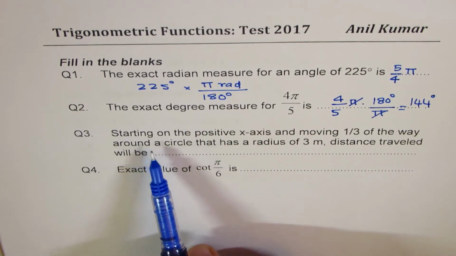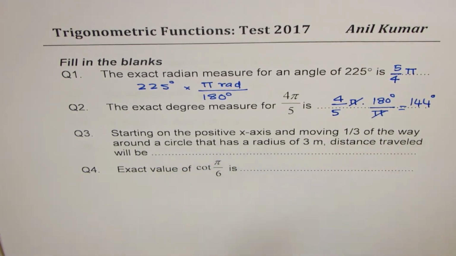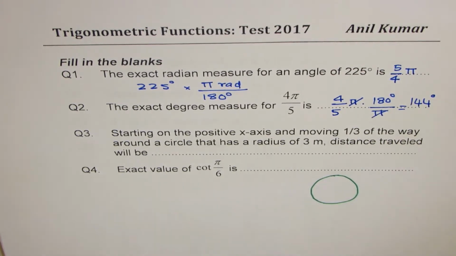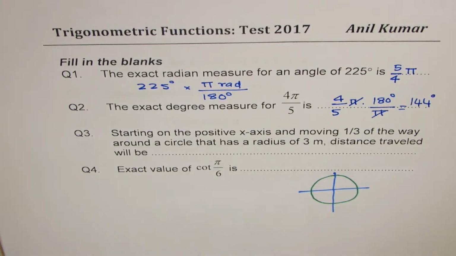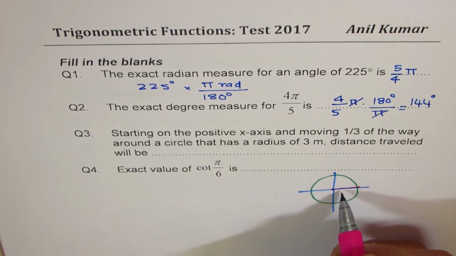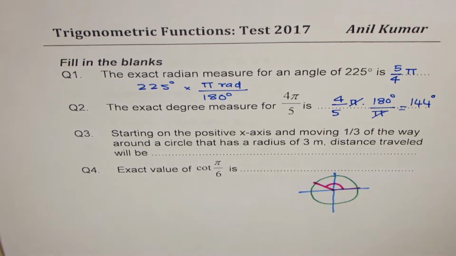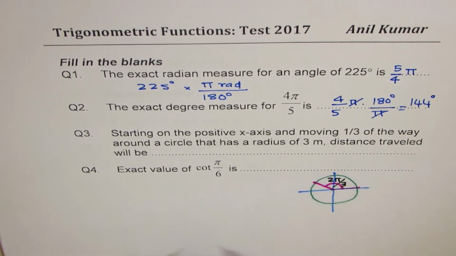Question number 3. Starting on the positive x-axis and moving 1/3 of the way around a circle that has a radius of 3 meters, distance traveled will be how much? So basically what we are given here is, for question number 3, when we say 1/3, then what is the angle? And we need to measure the angle in radians. So total angle is 360. 1/3 will be 120 degrees, right? So that is the angle. But you have to write the angle in radians to get the correct answer. In radians it is simpler, because now the angle is 2 pi, the full angle, divided by 3. So that becomes theta, right?